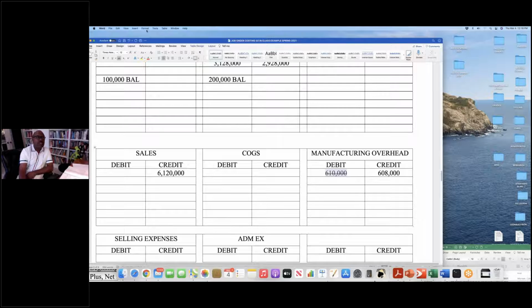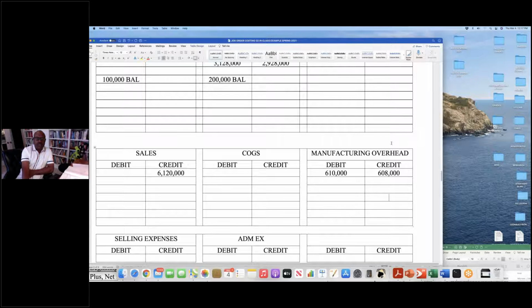So, Ms. Tyler, folks back in stage 2 said the overhead was 608,000. It's down 610,000. Yeah, so you're going to debit cost of goods sold for 2,000 and then credit the manufacturing overhead for 2,000. So why are you going to do that? Because they only accounted for 608, but we used 610, so we have that left over.